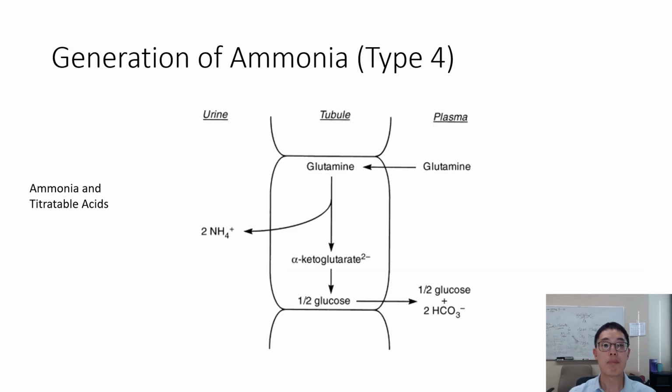Lastly, let's take a look at ammonia generation and how this also helps regulate our acid-base status in our body. In the proximal tubule, glutamine is broken down into ammonia and bicarbonate. The ammonia is then secreted into the urine, where it can then act as a buffer in the distal tubule, which we will see on the next slide. The bicarbonate that is generated is translocated back into the plasma through the sodium bicarbonate exchanger, or NBC1 exchanger, that we saw a couple of slides ago.